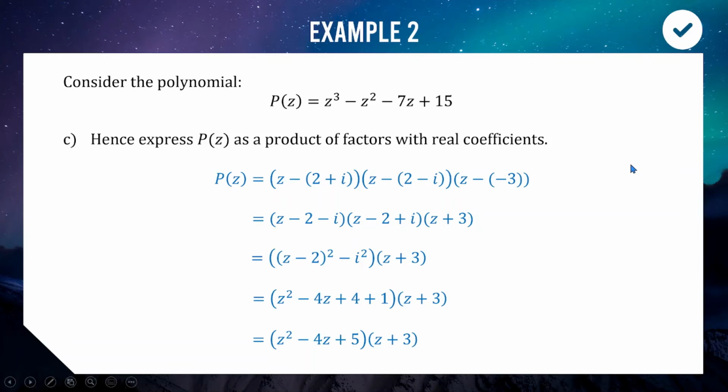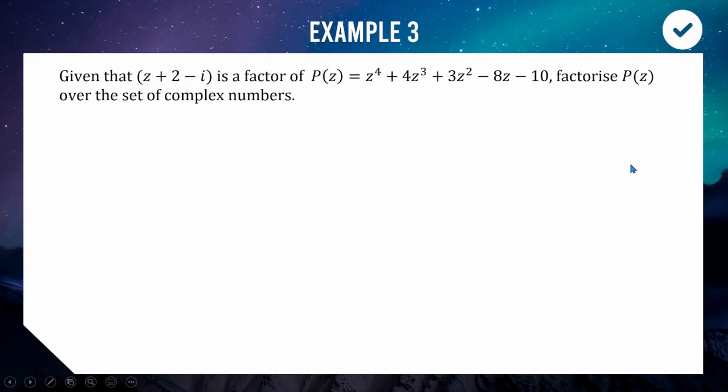Lovely, on to the next one. We have, given that z plus 2 minus i is a factor of the polynomial, and as we can see, this polynomial has all real coefficients, which is great news. Factorize the polynomial over the set of complex numbers.